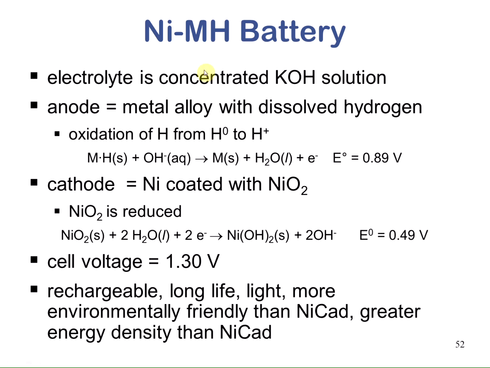So instead of the cadmium, the anode is a metal alloy with dissolved hydrogen on it. So you have the metal with a hydride on it. So metal hydride combines with the hydroxide to make the reduced metal. So here the metal would be in a +1 oxidation state. Here it would be in a 0 oxidation state.